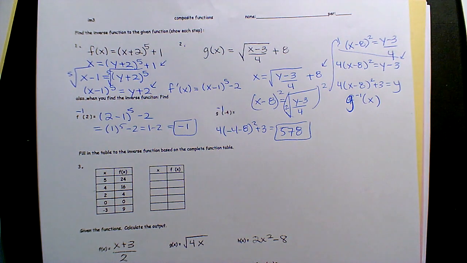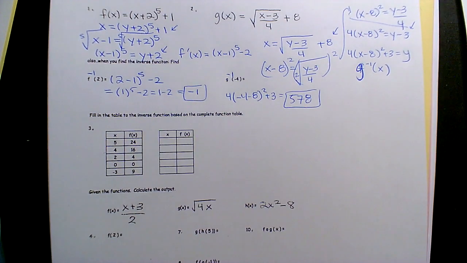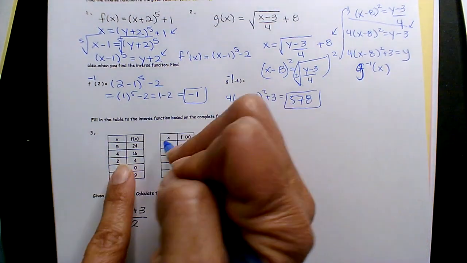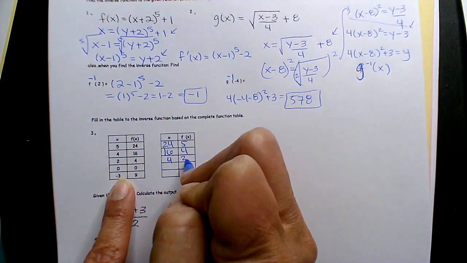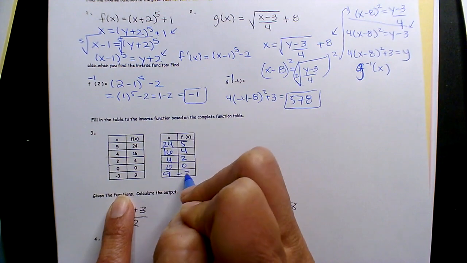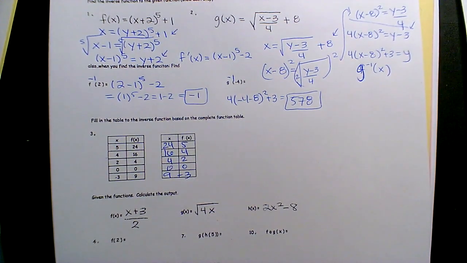Okay. The table, you guys did it all correct. Nobody got it wrong. You guys just know to switch y and x, right? So then 24, 5, 16, 4, 4, 2, well, 0, 0, 9, -3. So that one, everybody got it right.